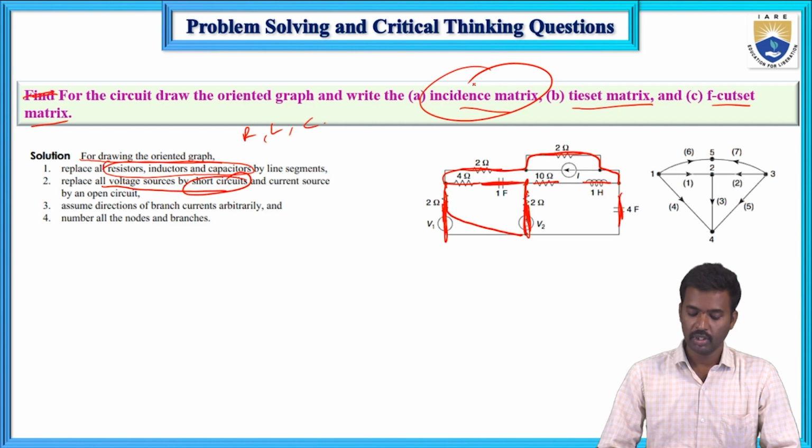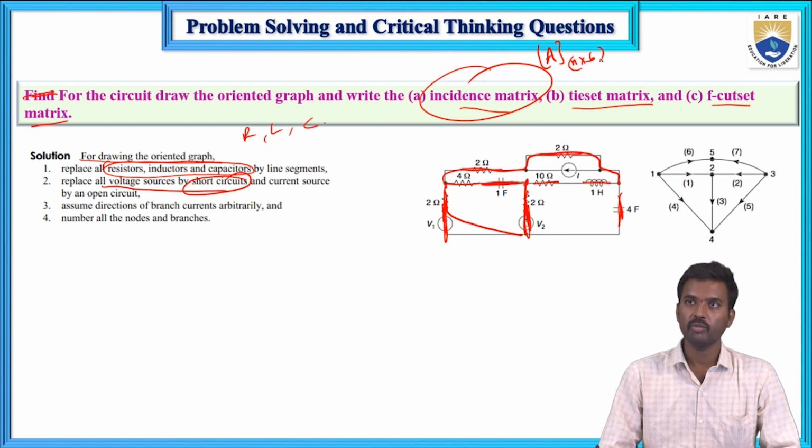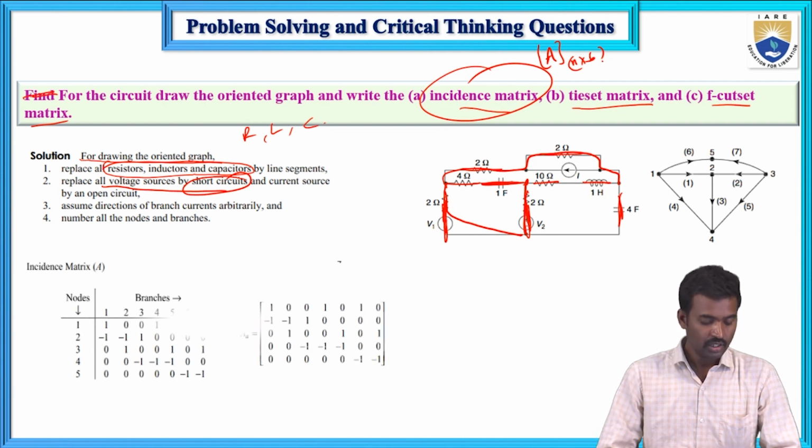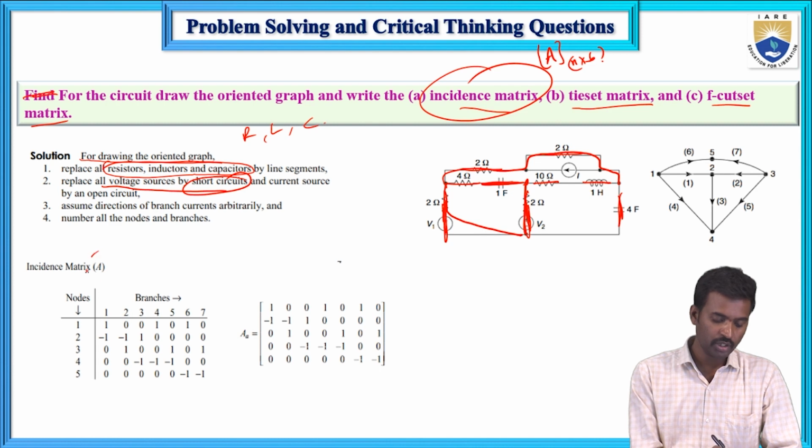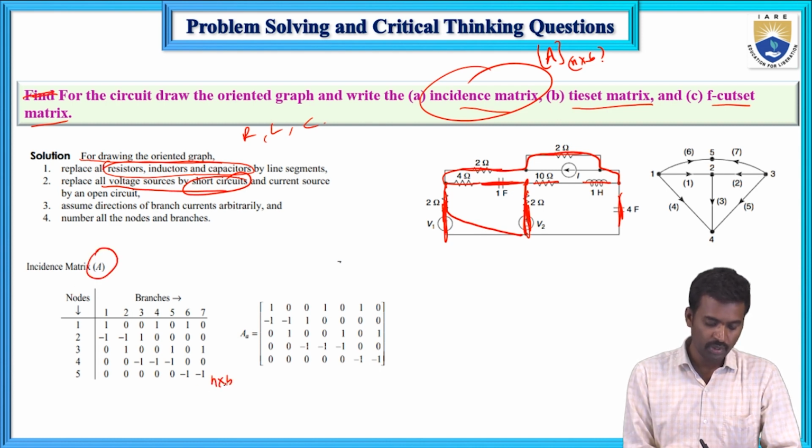The incident matrix is represented with A. So its size is number of nodes cross number of branches. Next the tie set matrix, next the fundamental cut set matrix. So first, this is the incident matrix. It is represented with A. Number of nodes cross number of branches, N cross B.